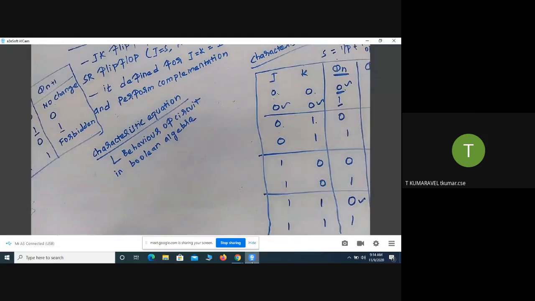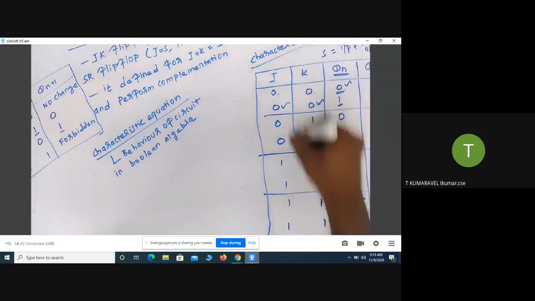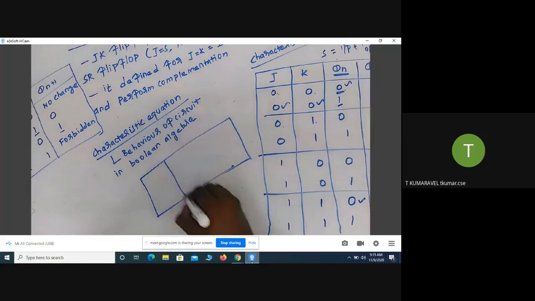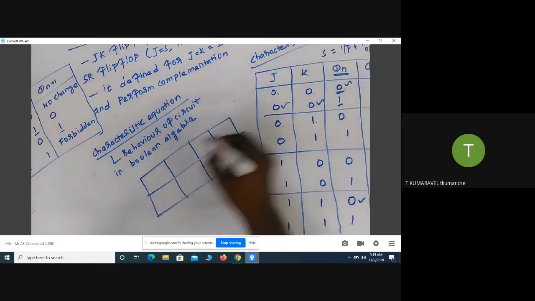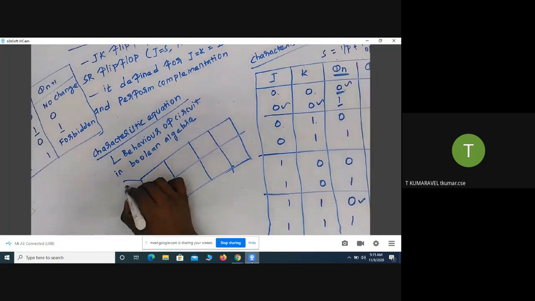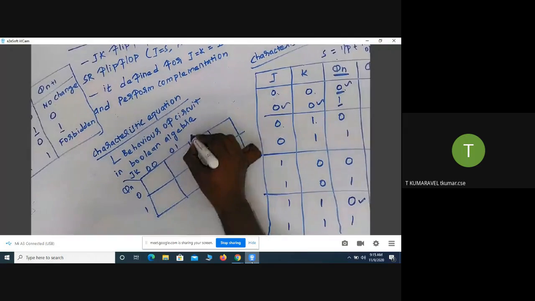Now that I know the behavior of the flip-flop, I'm going to form the Boolean algebra. This is a 3 variable input, so how do we form the Boolean expression? We make use of the Karnaugh map. I'm going to draw a 3 variable Karnaugh map, which is associated with 8 cells. Q n on one axis and JK as 00, 01, 11, 10.